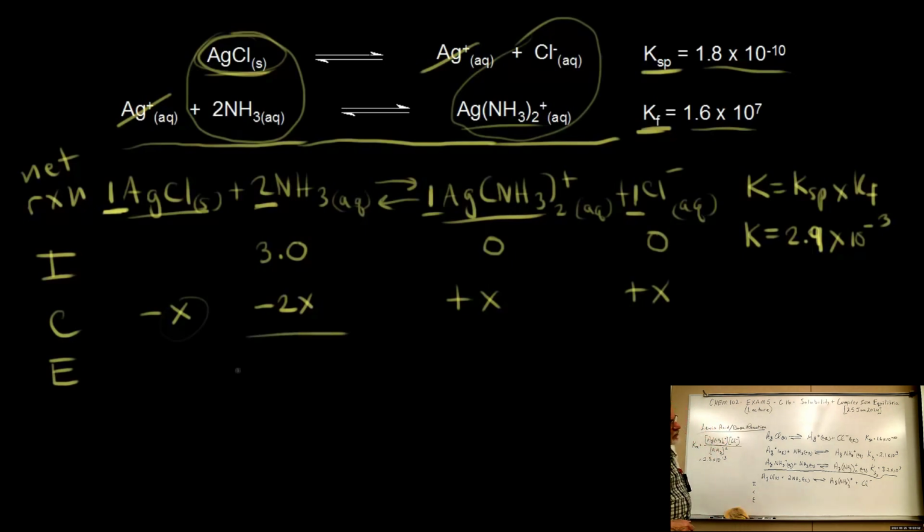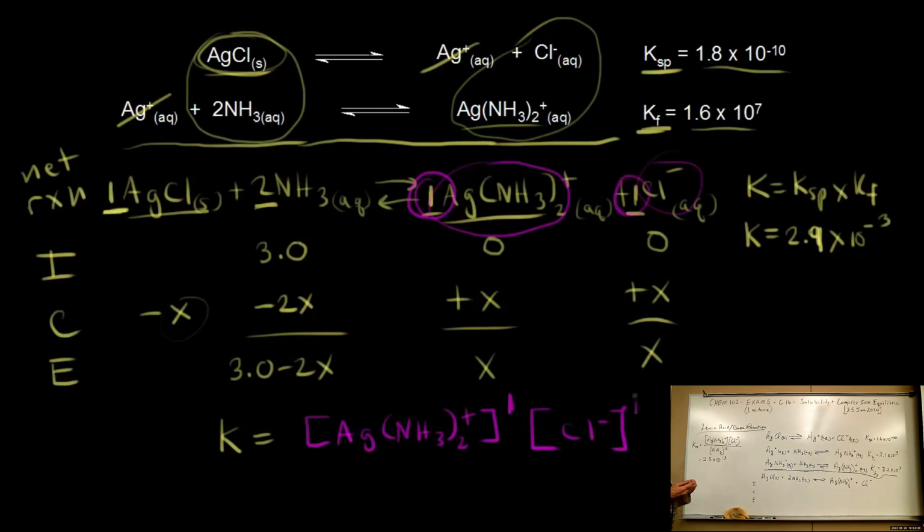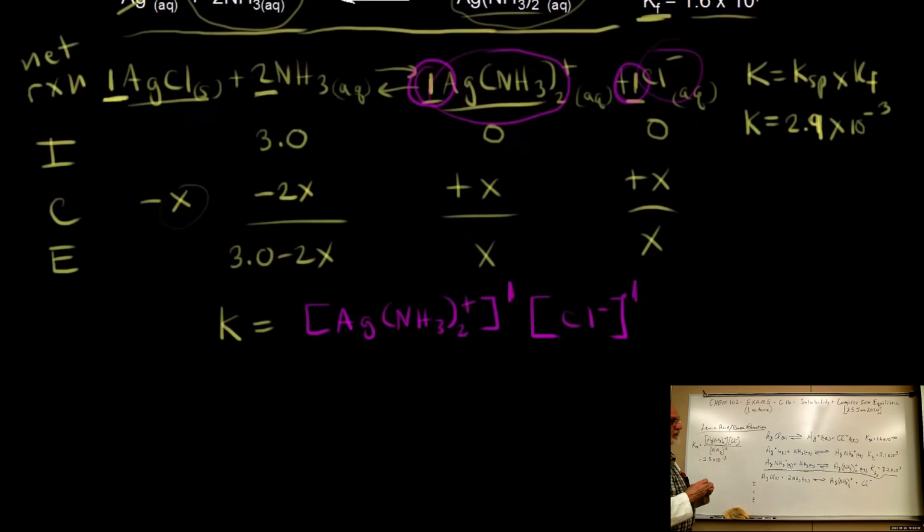So at equilibrium, our concentration of ammonia is 3 minus 2x, our concentration of complex ion is X, and our concentration of chloride anion is also X. Next, we write our equilibrium expression. So K is equal to concentration of products over reactants. So I look at my complex ion over here, so concentration of our complex ion, and we raise the concentration to the power of the coefficient, so to the first power. This is times the concentration of our chloride anion raised to the power of the coefficient, so raised to the first power. We also have some reactants here, so we leave silver chloride out because that's a solid. But we have ammonia, so this is all over the concentration of ammonia. And notice our coefficient is a 2, so we need to have a 2 here.